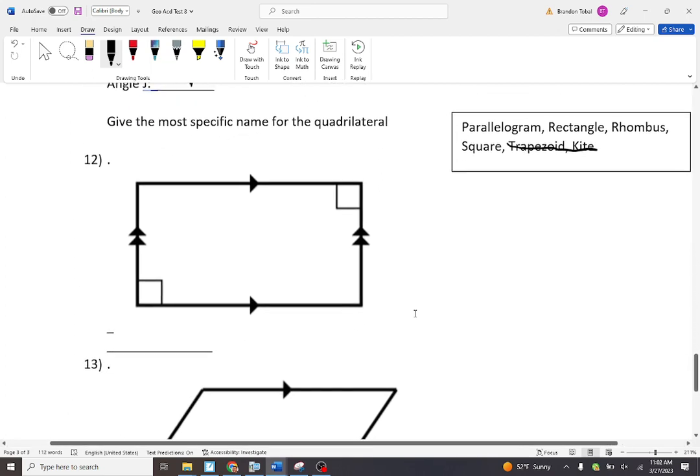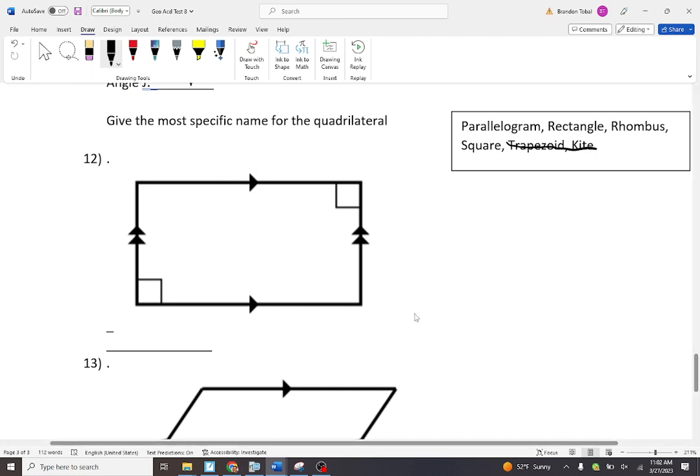For these, we're going to have to figure out what is the most particular thing. If you want to put a little bit of notes: parallelogram, by definition, parallel sides.